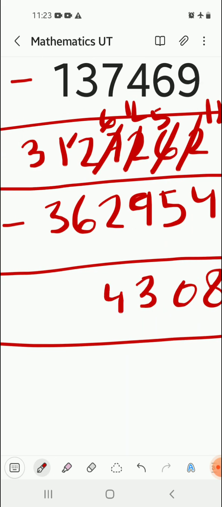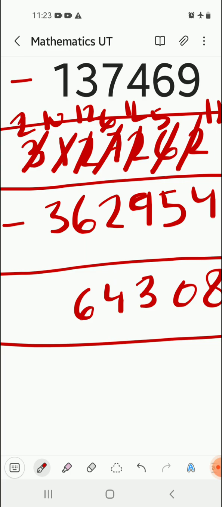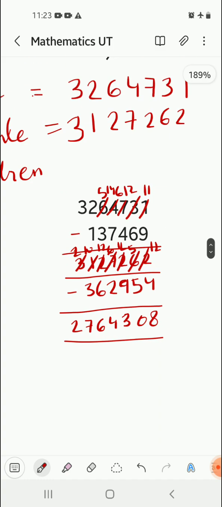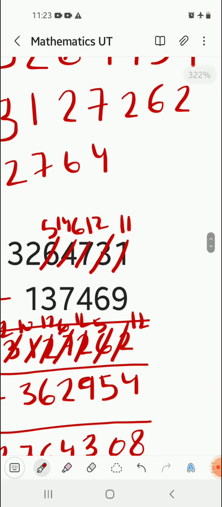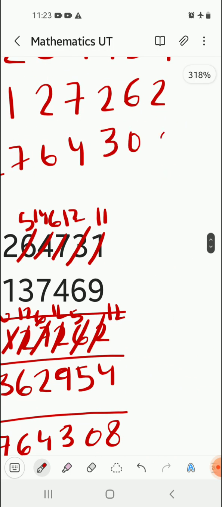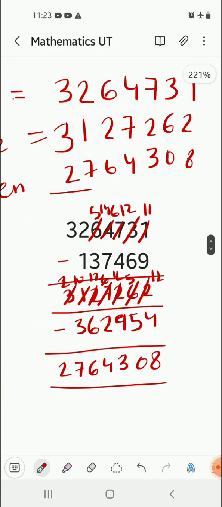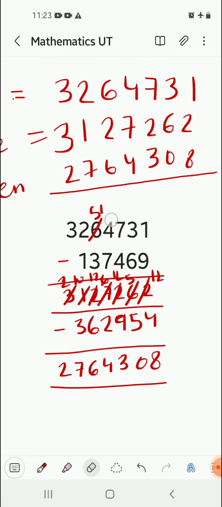2 minus 6 is not possible. We will make it 0. We'll make it 12. So 12 minus 6 is 6. Again 3 becomes 2. This becomes 10. 10 minus 3 is 7. And finally 2. So this is the number of children. 2764308. Now what we are going to do is simply add these two numbers.